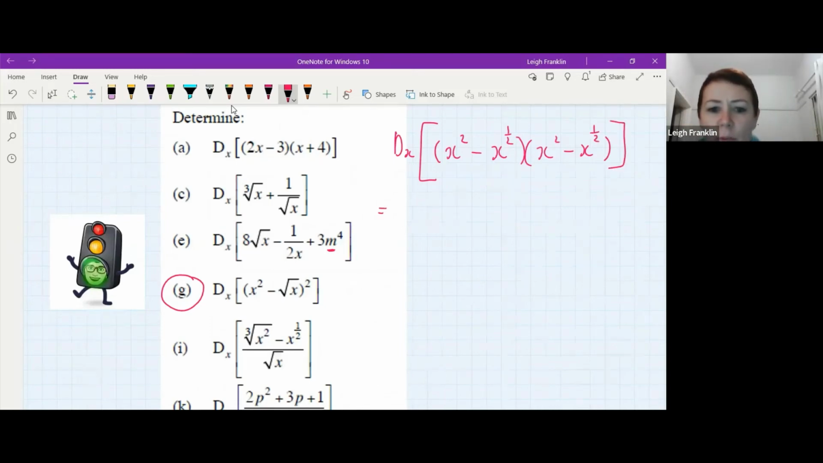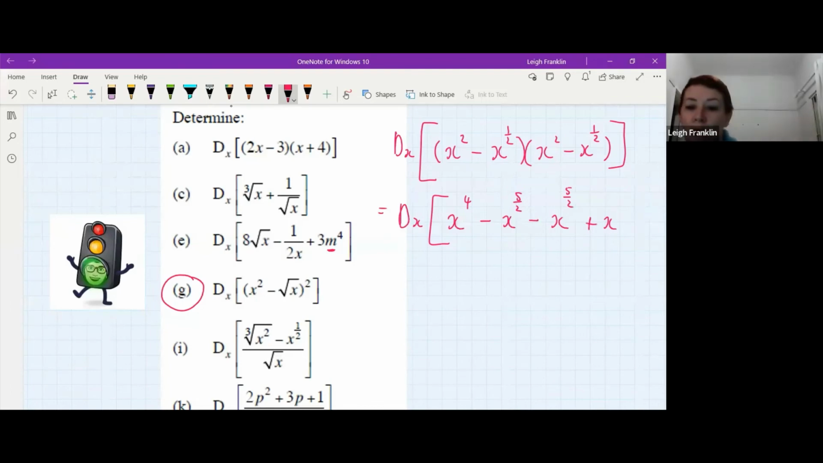All right, now we've got to remove the brackets. Doing FOIL now, we're going to end up with x to the power of 4. That's first and first. First and second, when we multiply like bases, we add our exponents. So that's going to be minus x, and then 2.5 is going to give us 5/2. This next term is going to be the same, so it's also going to be minus x to the power of 5/2, and our last term is going to be plus x to the power of 1.